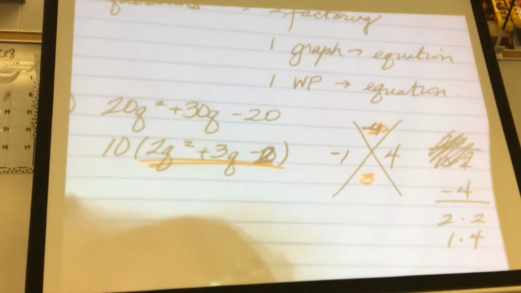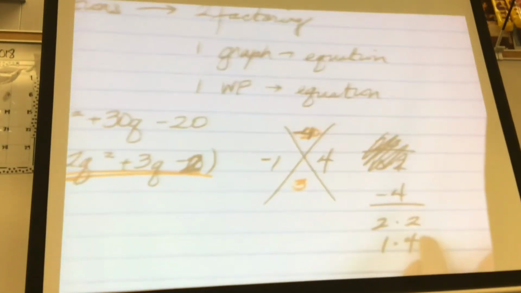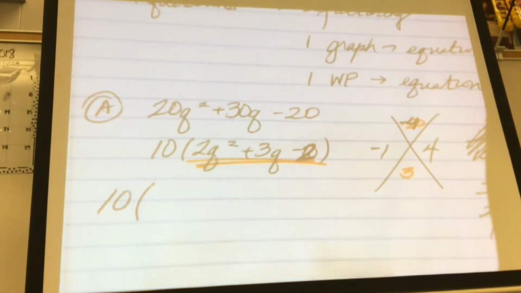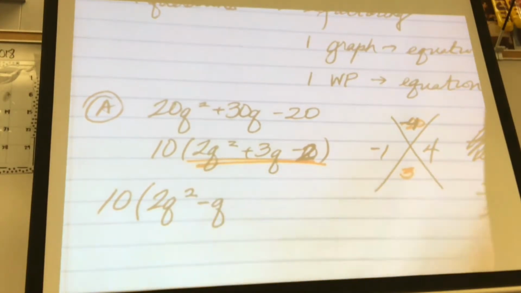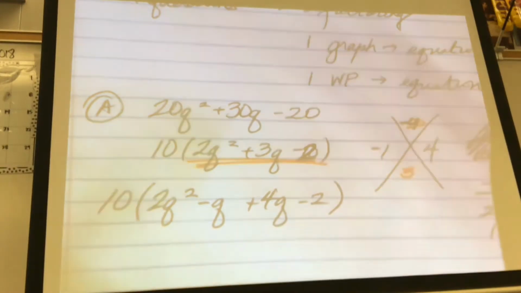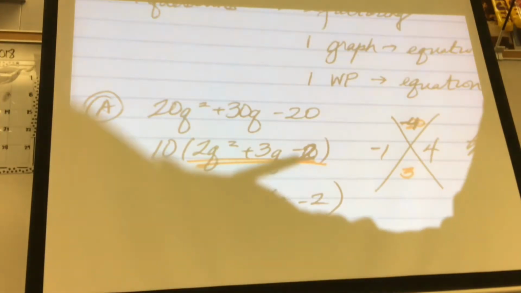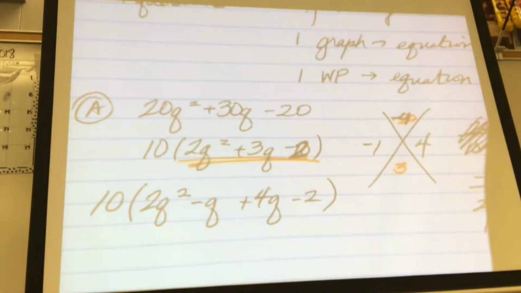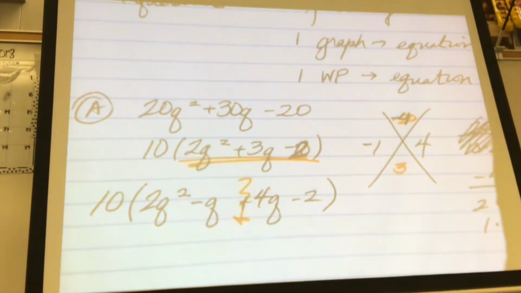So I'm just going to go ahead and rewrite this 10. Then I'm going to rewrite 2q squared minus q plus 4q minus 2. Now what, Destiny? Yep. It's lightning bolt. We're going to do factor by grouping. Let's cut that bad boy in half. Just Sean, now what?